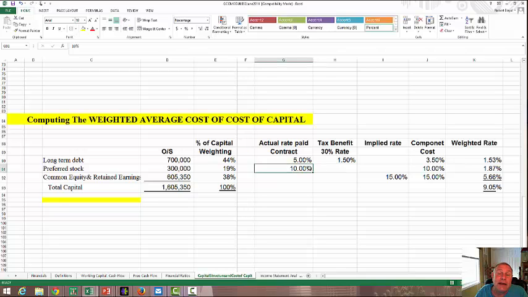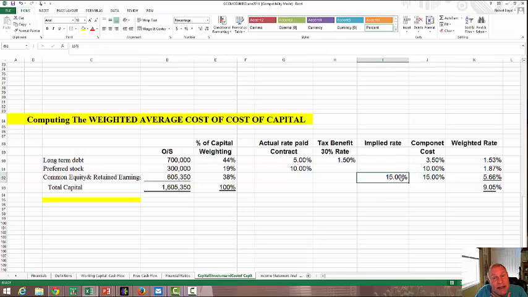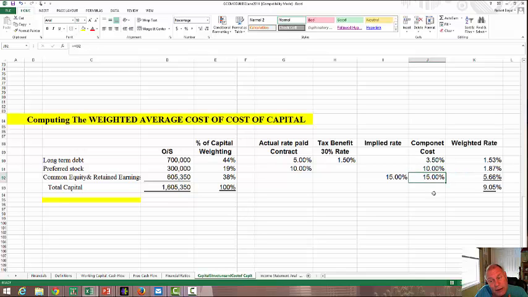Preferred stock has a 10% stated rate. So there's no tax benefit, so the component cost of preferred stock is 10. The implied rate, that's a given rate by the owner. So I'm telling you that it's 15%. So 15% is what it's costing us for the common equity. So the component costs are 3.50, 10, and 15. These are the individual component costs, and if you notice, they go from low to high because there's more potential reward, and therefore there is more risk associated with it.